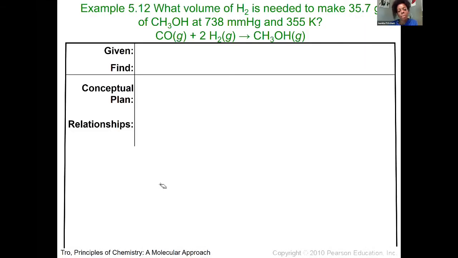Okay, so let's look at a problem here. It says, what volume of H2 is needed to make 35.7 grams of methanol at 738 millimeters of mercury and 355 Kelvin? So we're looking for the volume of hydrogen that's needed to make 35.7 grams of the methanol. We're given some other information about the pressure being 738 and the temperature 355. We automatically know that we won't be able to use that molar volume relationship, the 22.4, because we're not at STP. So we're going to attack this using our basic stoichiometry method, get to moles in whatever manner we can, use mole to mole to go from one substance to the other, and then use one of our options to get the information that we're looking for.